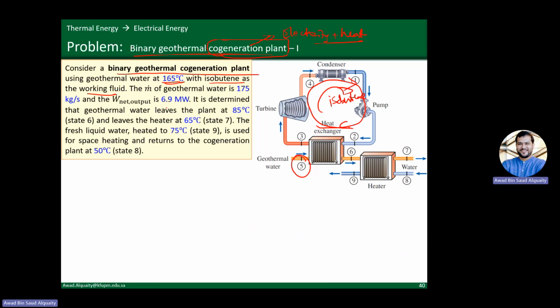So the mass flow rate of geothermal water is given as 175 kilogram per second. So that's again the mass flow rate at state 5, 175 kilogram per second. The work output is 6.9 megawatt. So that's the net work output from the binary cycle.